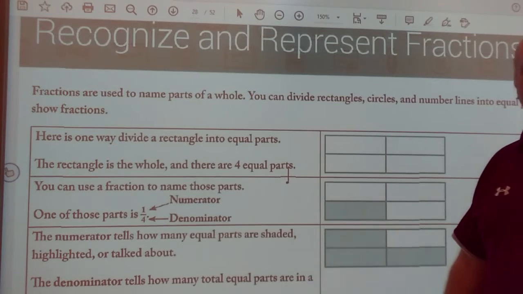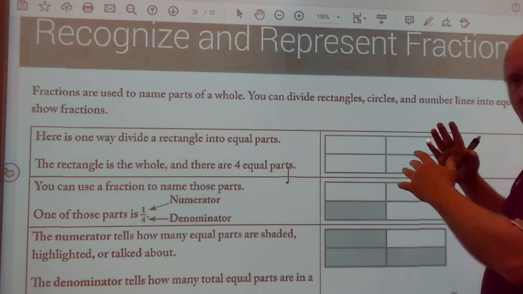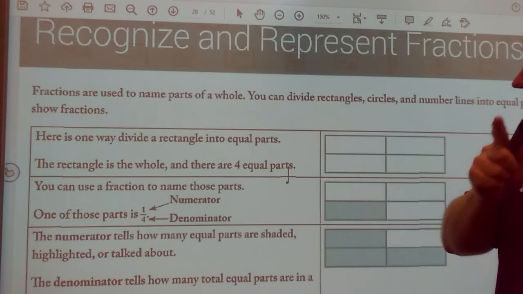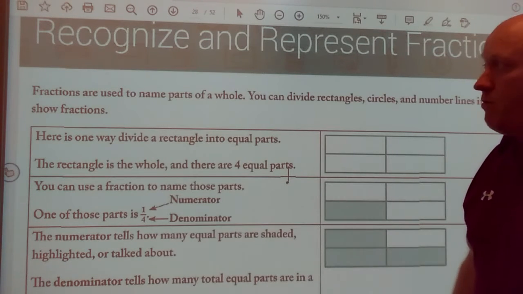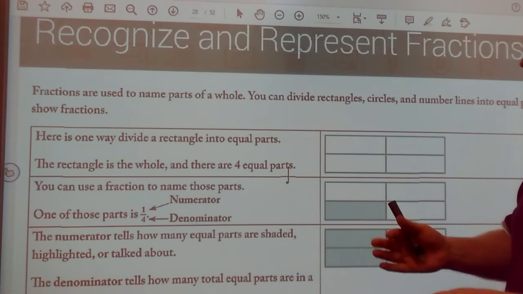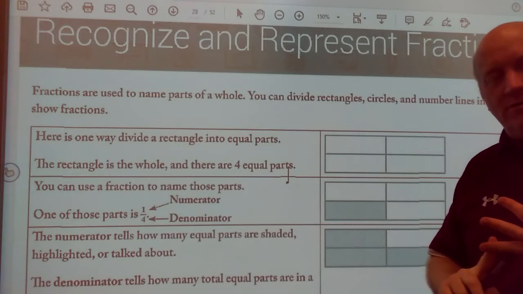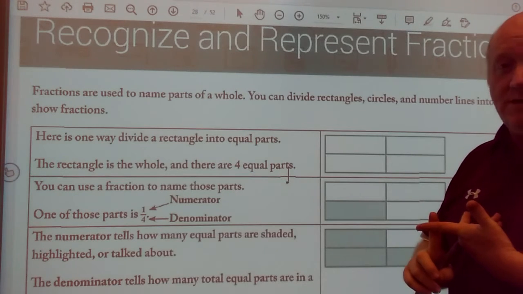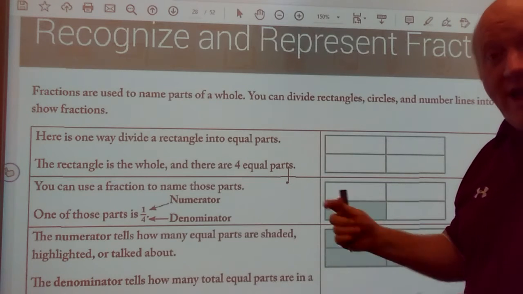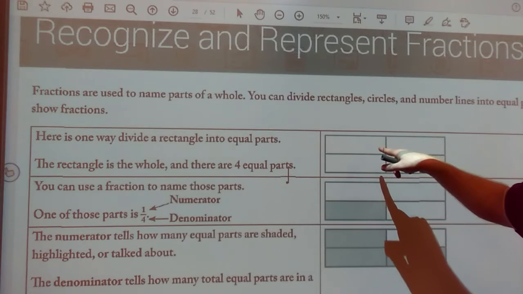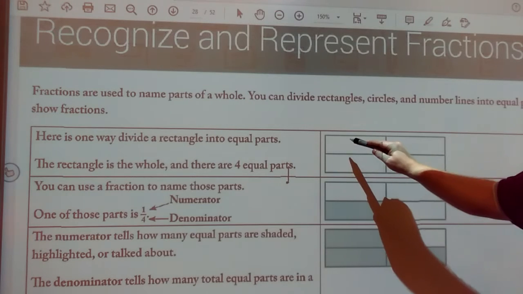And welcome back. Today we're going to be looking at fractions, how to recognize and represent fractions. Remember, fractions are used to name parts of a whole. You can divide rectangles, squares, circles, and number lines into equal parts to show fractions. For example, here's one way to divide a rectangle into equal parts.